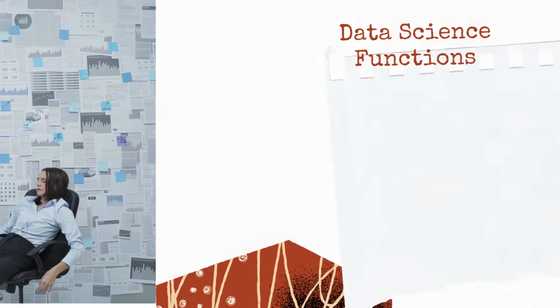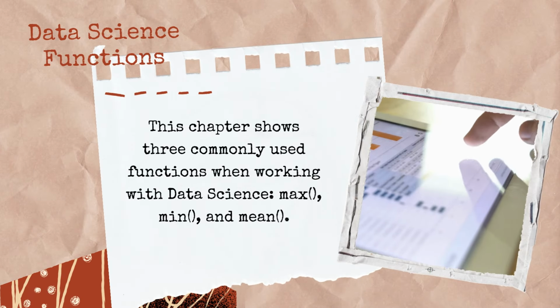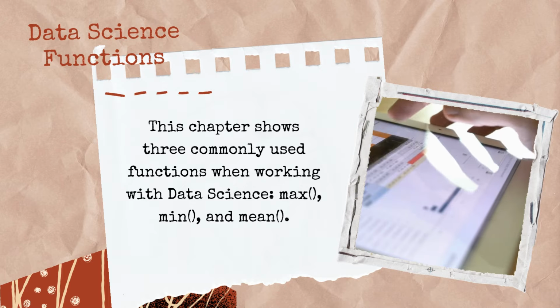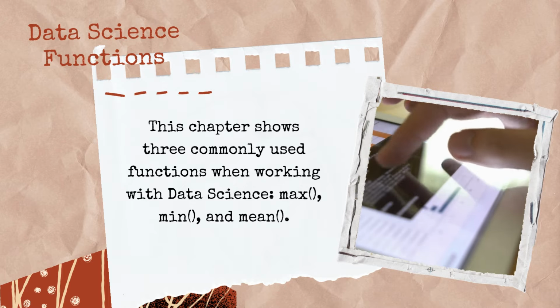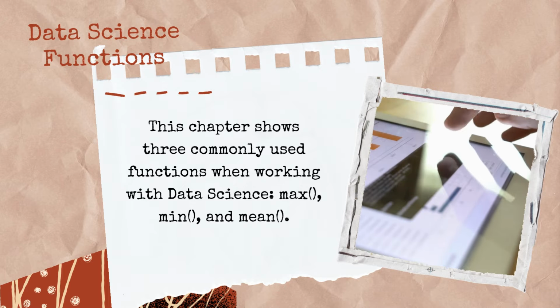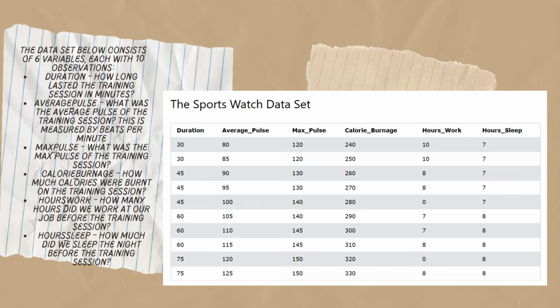Data science functions. This chapter shows 3 commonly used functions when working with data science: max, min, and mean. The dataset below consists of 6 variables, each with 10 observations.